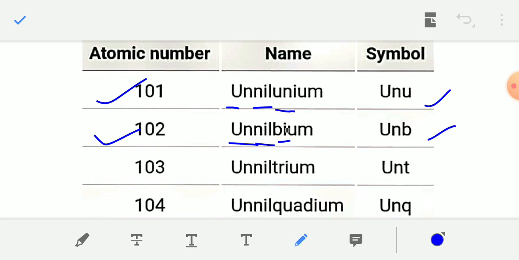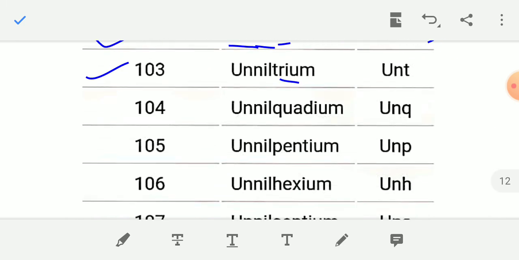Similarly, when atomic number is 103, you have to use un for 1, nil for 0, and tri for 3, and at the last you have to use ium. And here also you have to omit one i. So the name of the element having atomic number 103 is unniltrium, Unt. Similarly, for 104, unnilquadium, Unq.